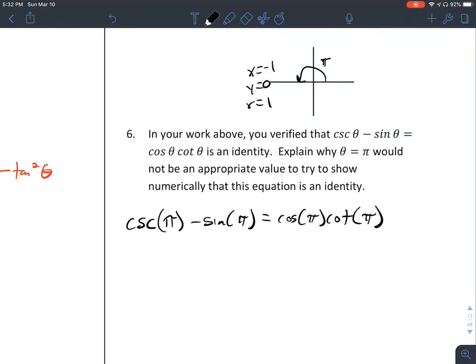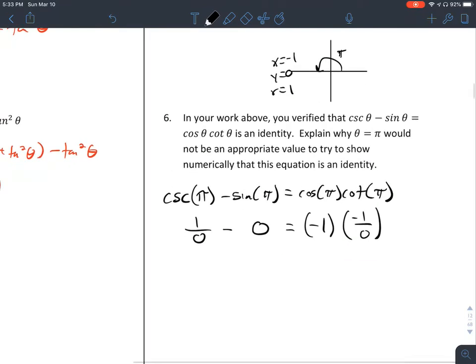In the coordinate plane, pi is the negative x-axis. Here, x is negative 1, y is 0, and r is 1, assuming it's a unit circle. Cosecant, reciprocal of sine. Sine here would be y over r, which is 0 over 1, which is 0. Cosecant of theta then is reciprocal of that, which is 1 over 0. Minus sine of theta, as just discussed, is 0 over 1, which is 0. Cosine of theta would be x over r, which is going to be negative 1. Cotangent of theta is going to be x over y, which is negative 1 over 0. Well, 1 divided by 0 is undefined. Minus 0 equals negative 1 times 1. Negative 1 divided by 0, also undefined.